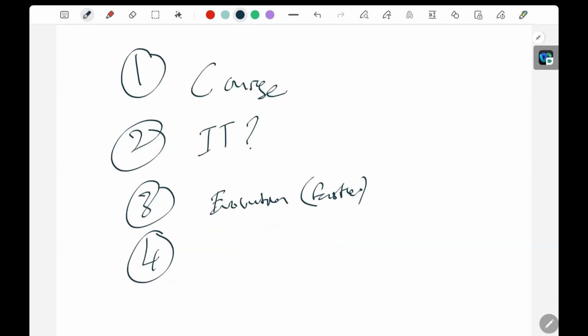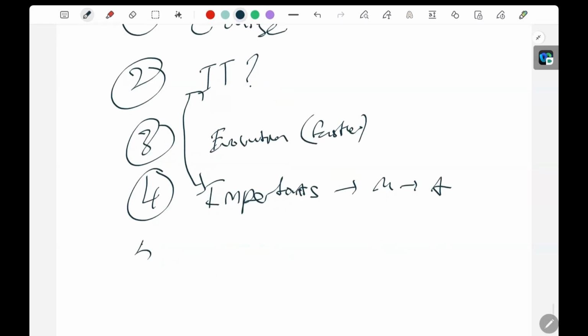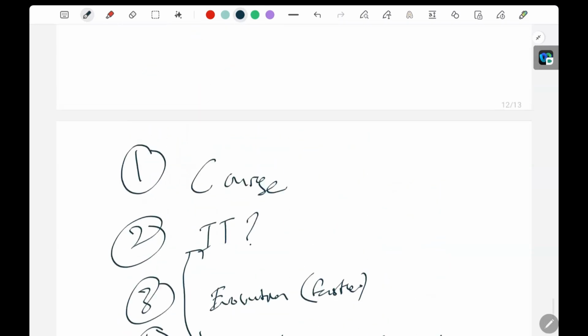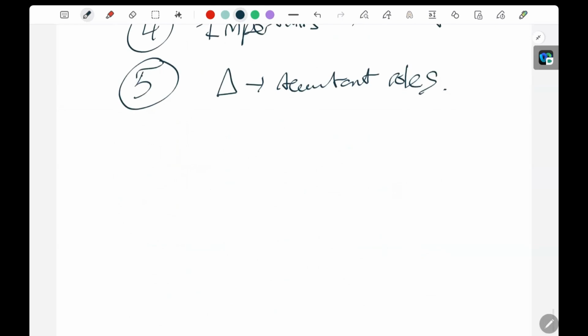And then number four, what did I talk about just now? Can you still remember? Importance of this IT, which I talked about, manual to automation. Then number five, I talked about the changes in the accountant's role. Okay, pretty much that's it. I would like to wrap up the class. Do you have any questions?